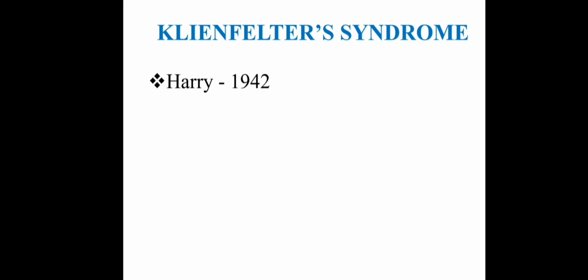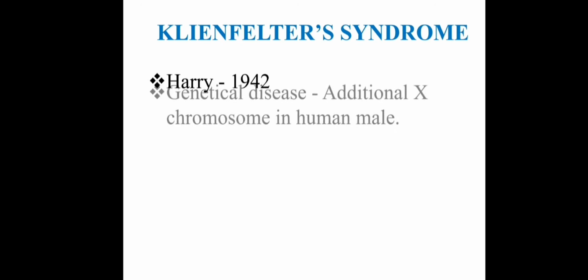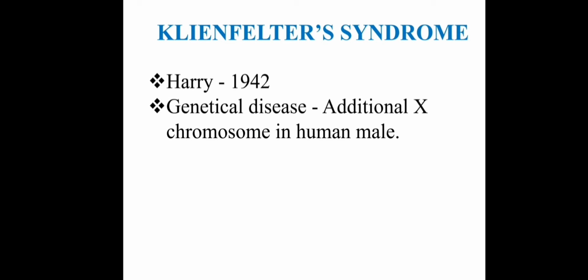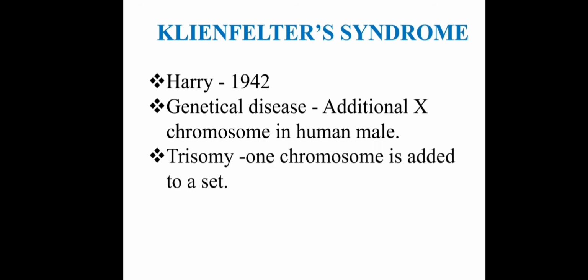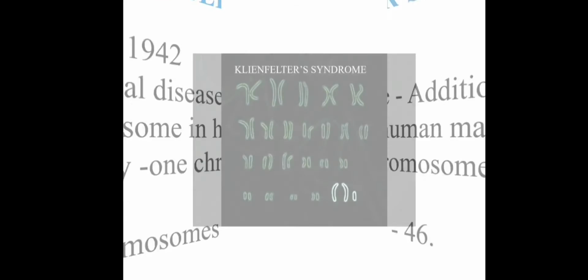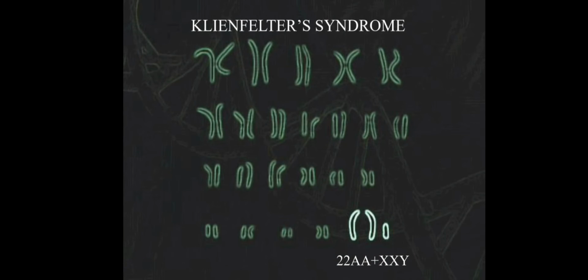Sex determination in male. Example: Klinefelter Syndrome. It is a sexual abnormality in males discovered first by Harry in 1942. Klinefelter Syndrome is a genetic disease caused by an additional X chromosome in human males. It is caused by trisomy. Here, one chromosome is added to a set. This abnormality is due to the presence of 47 chromosomes instead of 46. The individuals possess an additional X chromosome with XY. So, the chromosomal makeup is 22AA plus XXY.